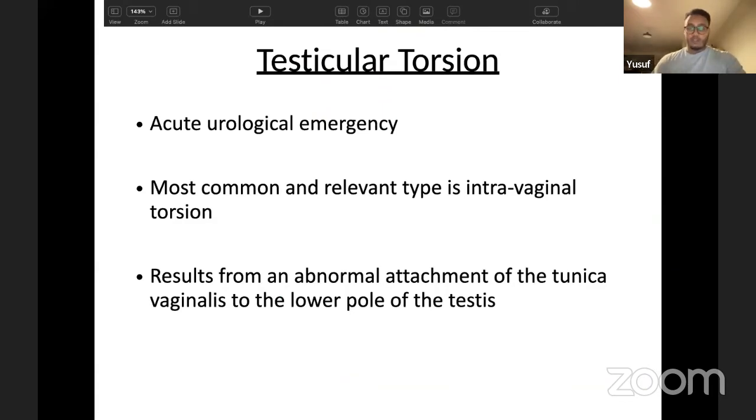So we'll start off with testicular torsion. Testicular torsion is probably the most important one you need to know about. It's an acute urological emergency. The most common and relevant type is intravaginal torsion, and we'll delve into it a little bit, but not in too much detail. It's essentially where you've got an abnormal attachment of the tunica vaginalis to the lower pole of the testis. I'm not going to spend a huge amount of time talking about the anatomy, but if you remember, you've got multiple layers of the scrotum, and if you've got a high, narrow attachment of the tunica vaginalis onto the testis, then this can predispose you to having a torsion.